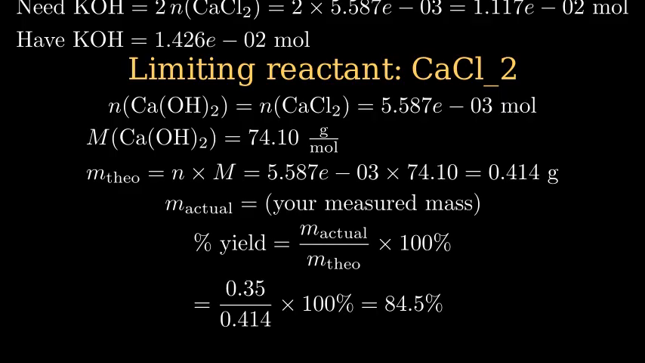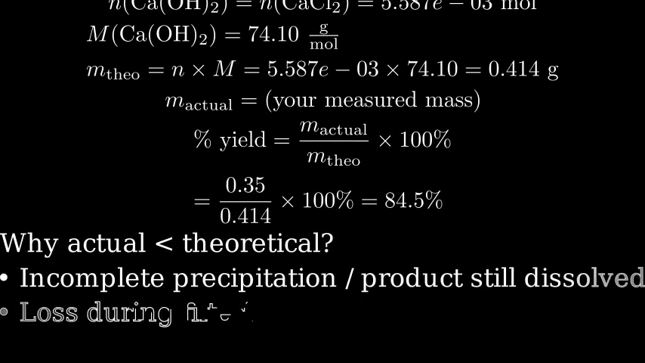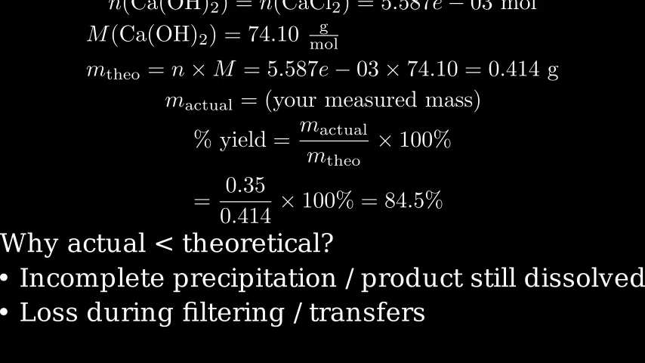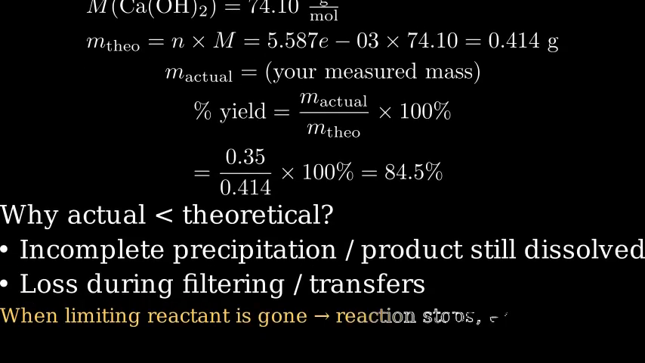Two common reasons why actual yield is lower than theoretical: 1. Incomplete precipitation or some product remains dissolved. 2. Product lost during transfers or stuck to glassware or filter. When the limiting reactant is used up, the reaction stops. Any excess of the other reactant remains unreacted in solution.